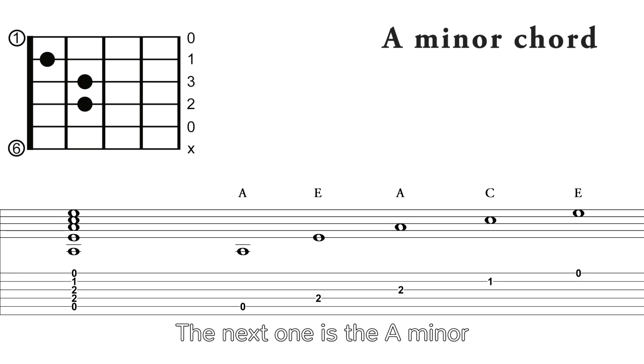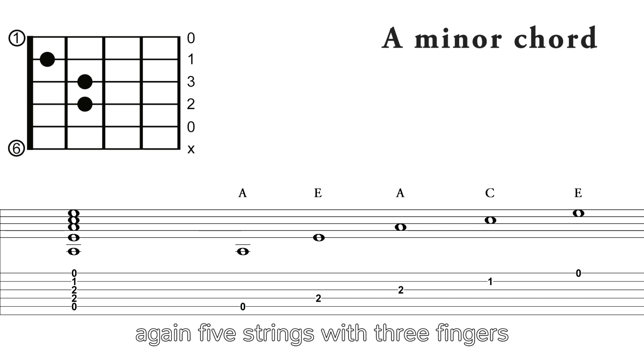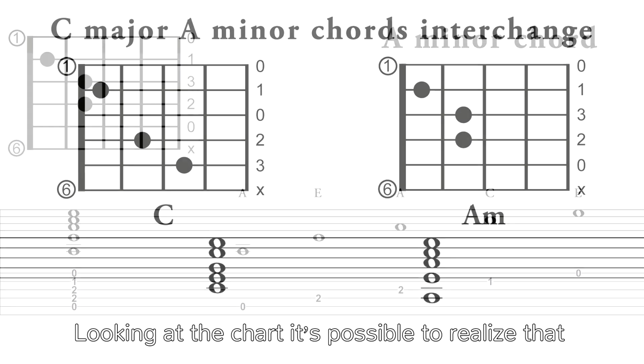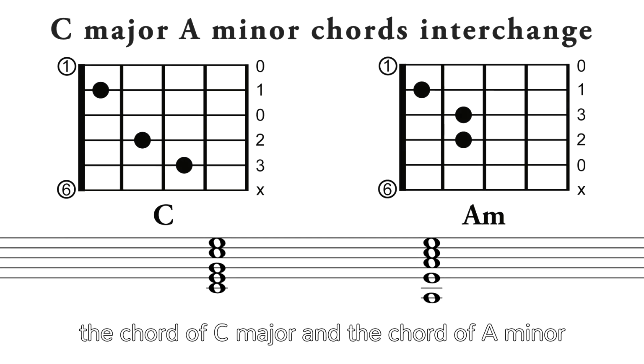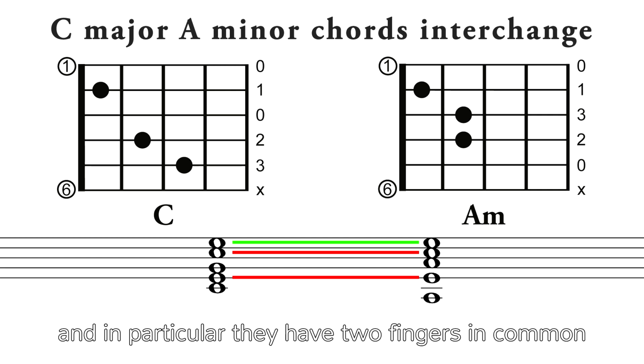The next one is the A minor. It's described in the diagram. Again, 5 strings with 3 fingers. Looking at the chart, it's possible to realize that the chord of C major and the chord of A minor have common notes, and in particular, they have 2 fingers in common.